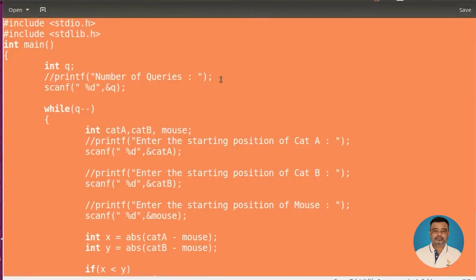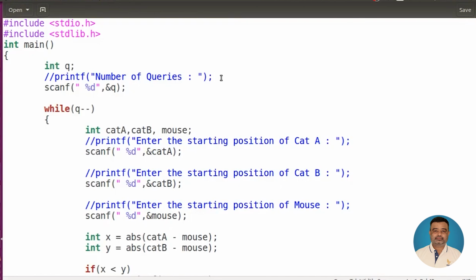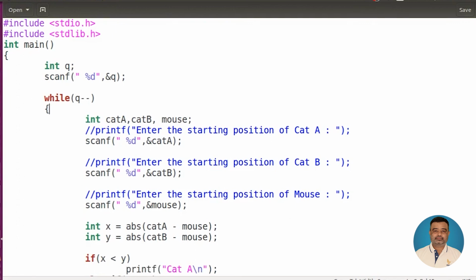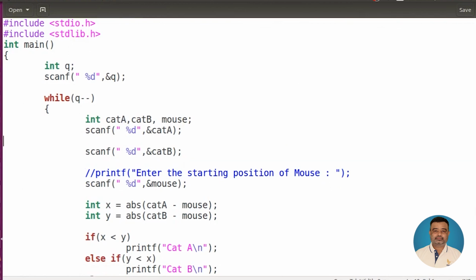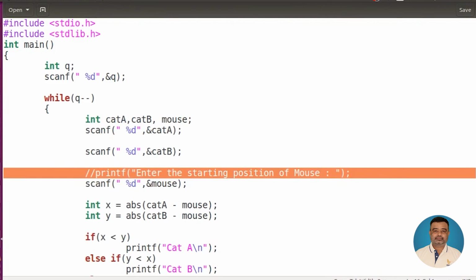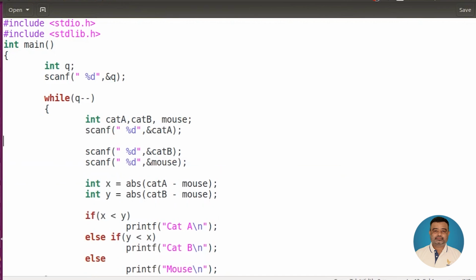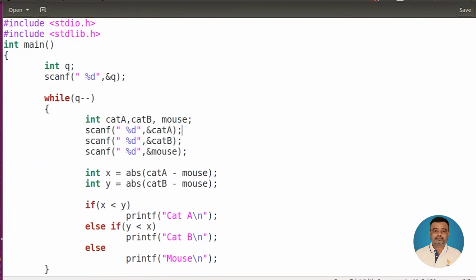So let me just show you here. What is the code? These prints are not required, so I'm just going to remove them. I would strongly recommend that you retain them at the initial level so that you can understand what you need to enter. Otherwise, you might not know what input is to be given. This is your code. If you want, you can read cat A, cat B, and mouse in a single line. Right? Such a simple program. And here it is mouse always.